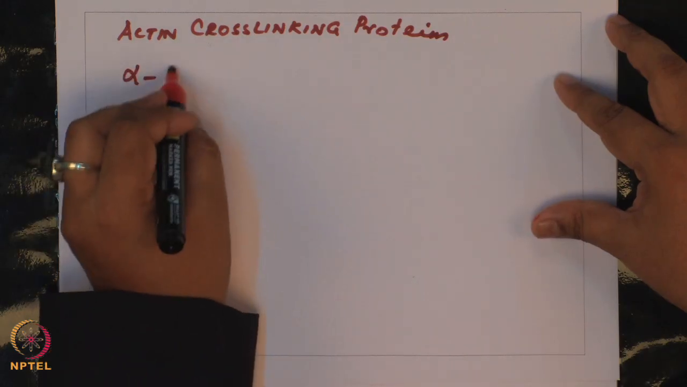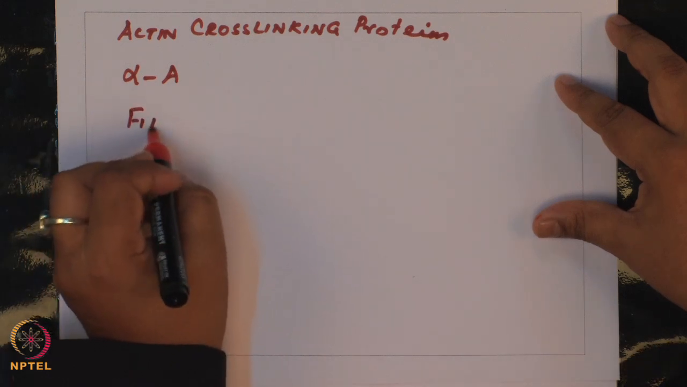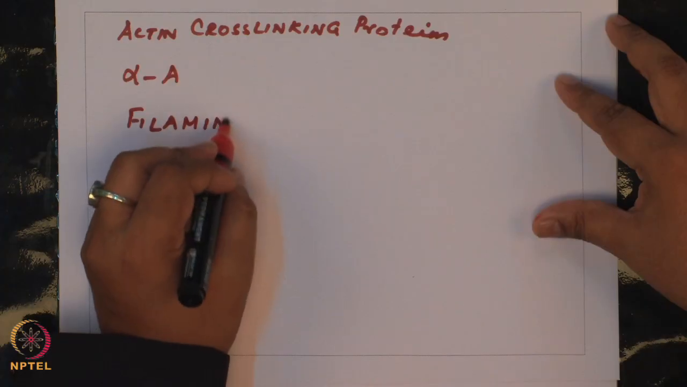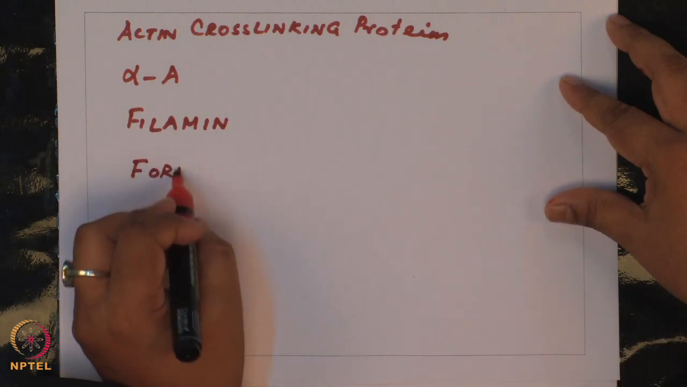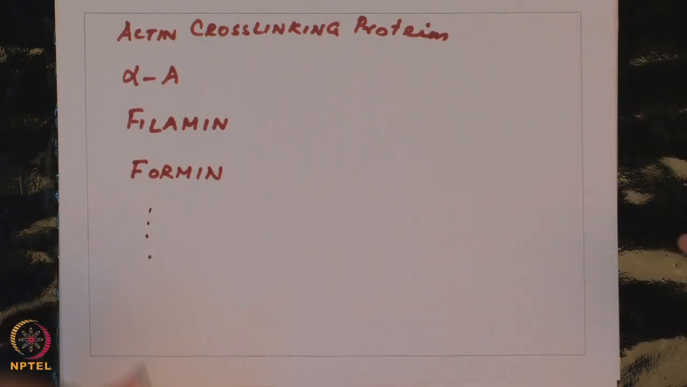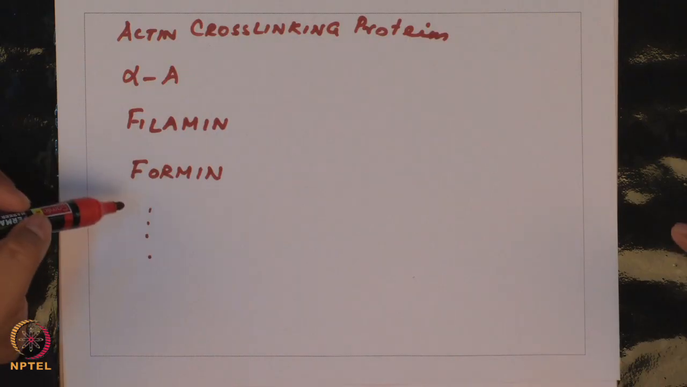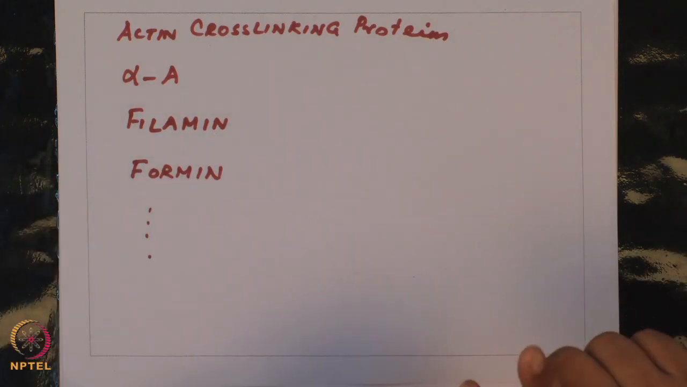So, you have alpha actinin, I will write alpha A, you can have filamin, you can have formin, okay, and various other proteins. So, you have several different actin cross linking proteins. They differ in their sizes, in how they cross link the actin network, and so on and so forth. As a consequence, their localization within different actin structures varies notably.